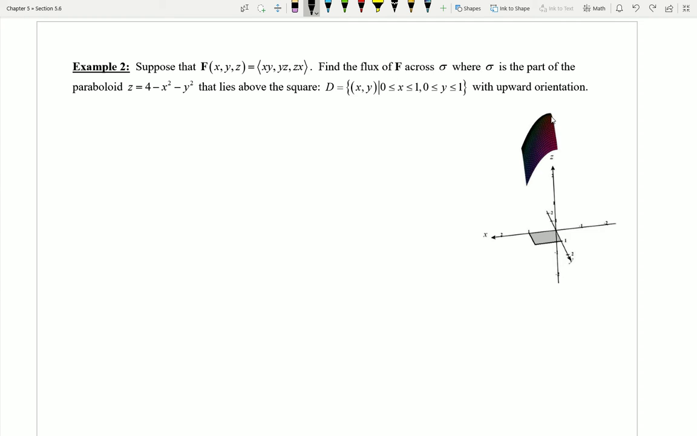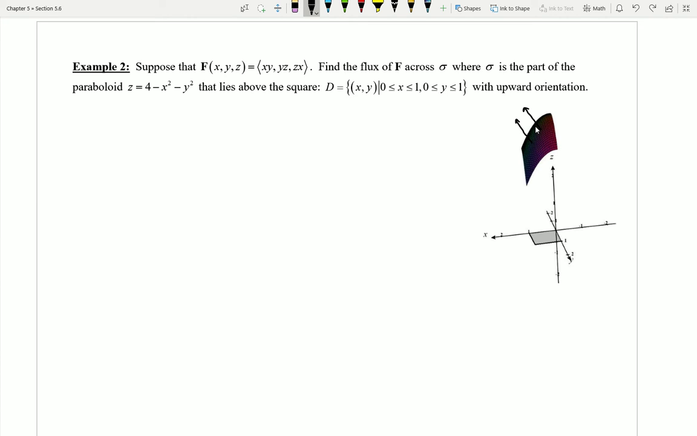Now, if I want to find this flux, again, I need to understand how I'm going to orient this surface, because this surface has two sides. Which side am I going to consider as the top, or the positive side? Here we're told that we want upward orientation. So we want normal vectors with an upward tilt. Notice that if I was to grab vectors from the other side, I would have a downward tilt, represented by a negative z coordinate. So I want to make sure that we only have vectors with a positive or upward orientation.